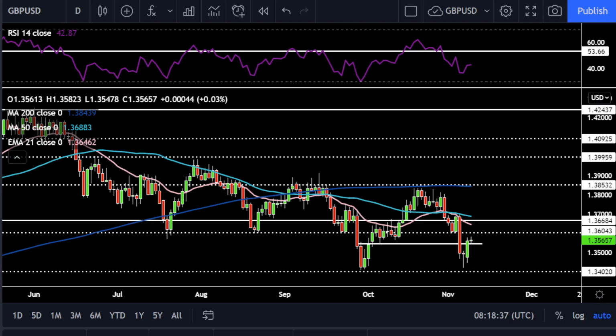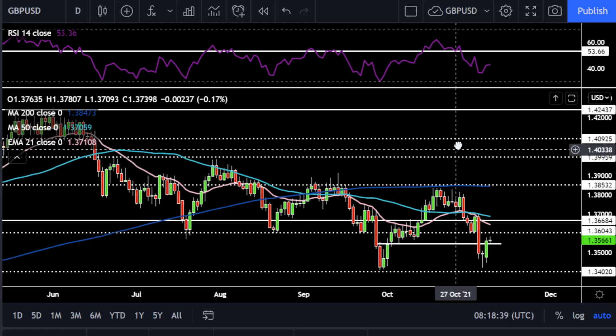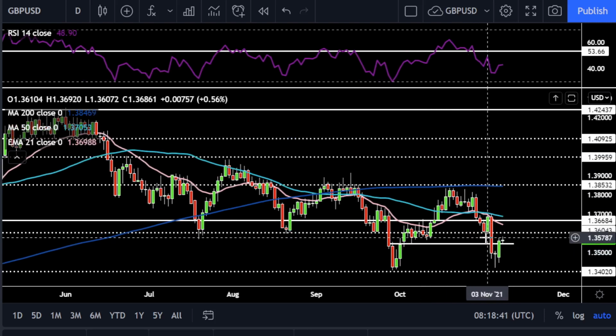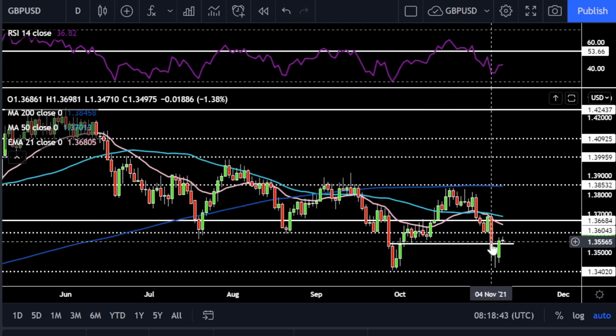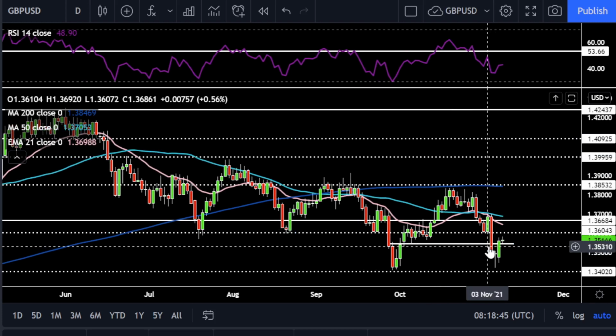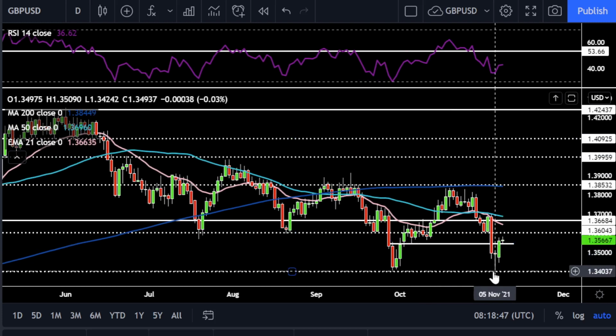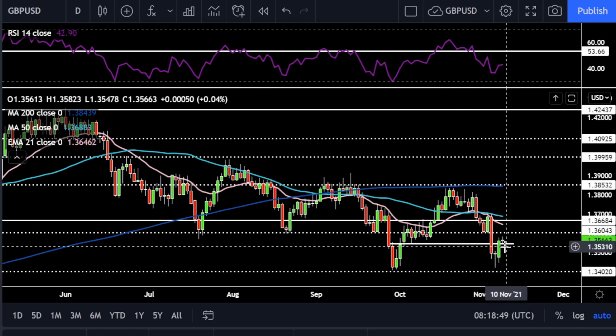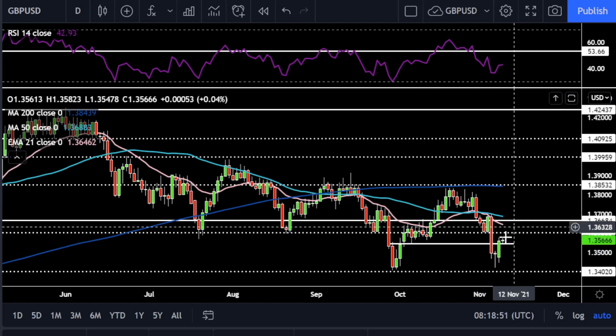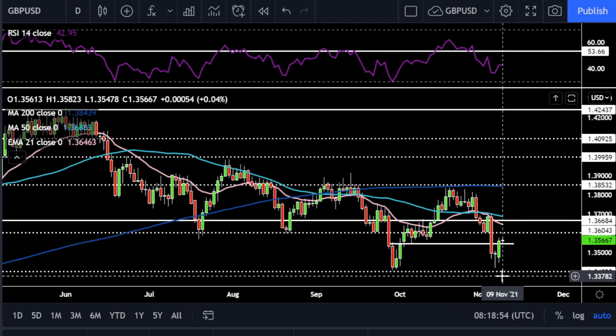Moving on to GBP USD, cable. Wow, we saw a hell of a lot of technical damage on the chart here. It sliced right through that 1.355 level of support. Price has retraced now. It's stuck its head just slightly back above that area. We're close to the 1.36 resistance level.